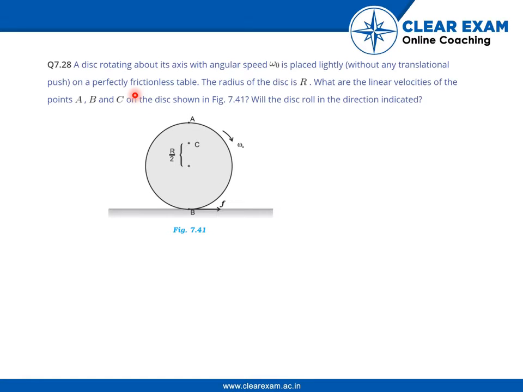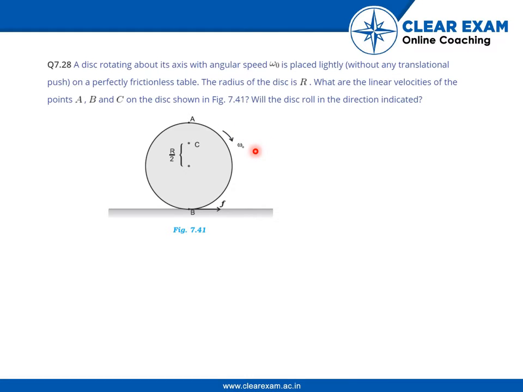Welcome back. So the question here is: a disk rotating about its axis with angular speed omega naught is placed lightly, without any translational push, on a perfectly frictionless table. The radius of the disk is capital R. What are the linear velocities of the points A, B, and C on the disk shown in figure 7.41? There is this figure. Will the disk roll in the direction indicated?